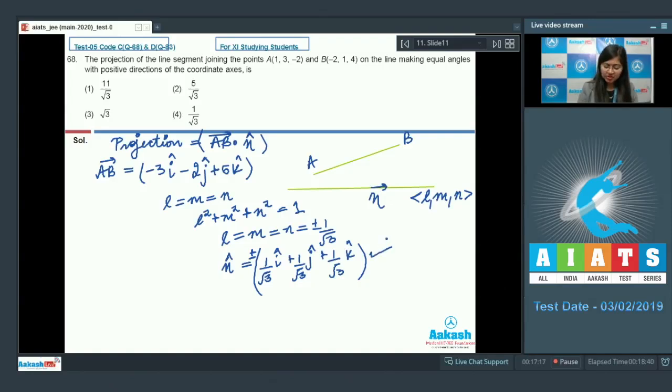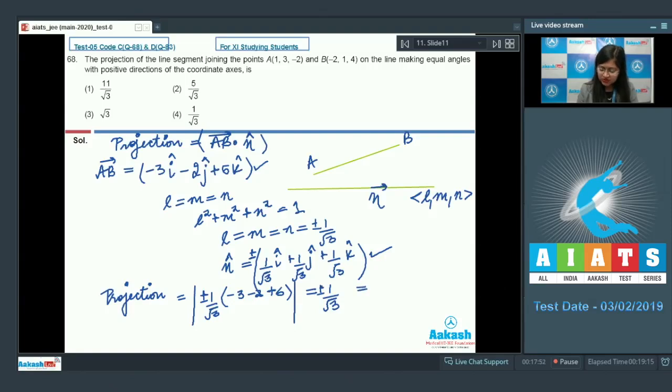So we have the eta vector and we have the AB vector. So now we can find the projection of the line AB on the given line. So this is equal to AB vector dot eta cap, that will be equal to plus minus 1 by root 3, taking common, minus 3 minus 2 plus 6, that is equal to plus minus 1 upon root 3. But projection is always positive, so we take the modulus of this, so this is equal to 1 by root 3. So the correct answer will be option number 4.